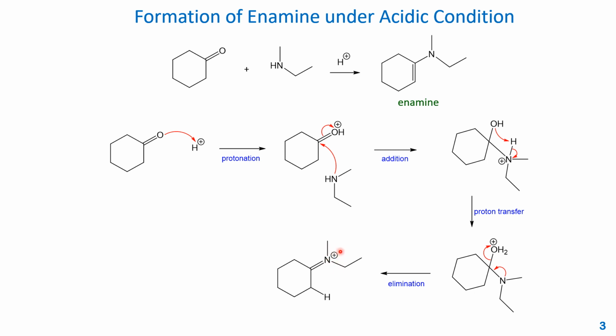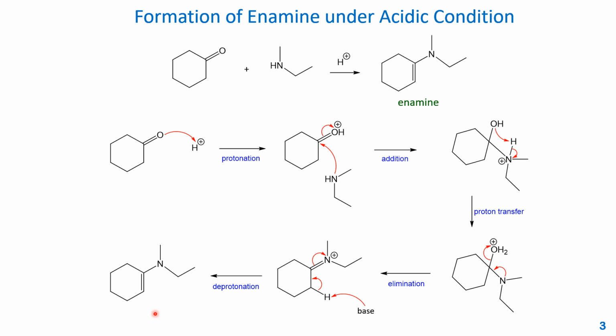To get rid of this positive charge, we need to use a base to deprotonate this proton. We call this the beta proton. The base deprotonates the proton, the electron of the sigma bond pushes back to form a double bond here, and then pushes this pi electron to the nitrogen to neutralize the positive charge. So that is the deprotonation. The last step, you get the neutral product. It's called an enamine.